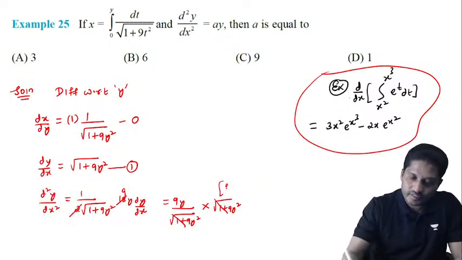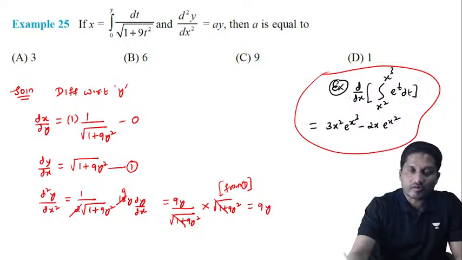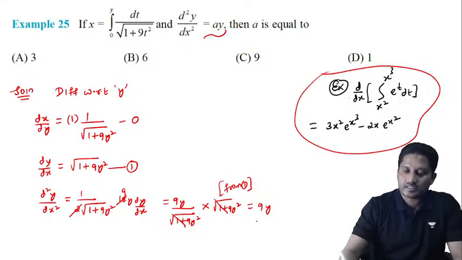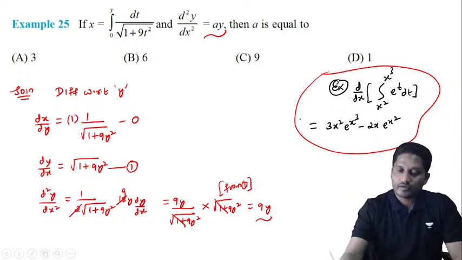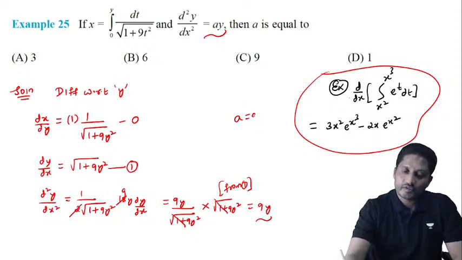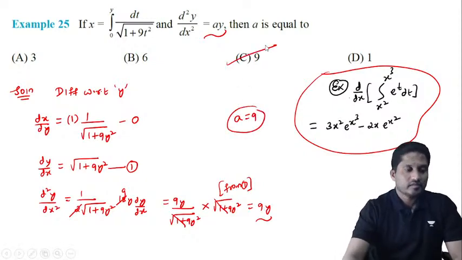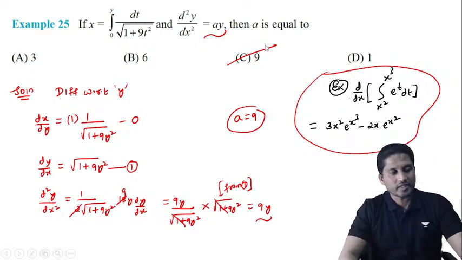Okay, so this is from equation 1. That root will get cancelled. You will get 9y. Now according to the question, this is ay, this is 9y. I am supposed to find the value of a, which is equal to 9, which is option C. Alright, let's move to the next question.